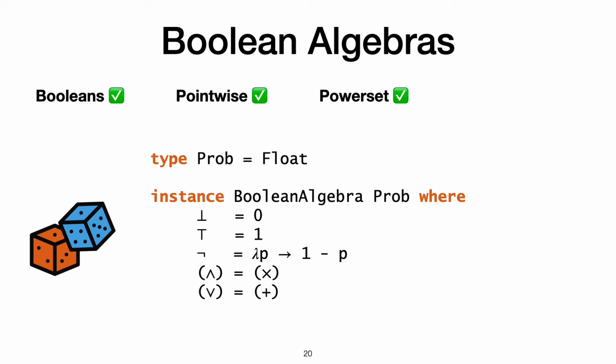But what we desire is to interpret a query in terms of a probability. And the probability is a floating point number between 0 and 1. But unfortunately, probability distributions do not form a Boolean algebra. And I'll show you why.